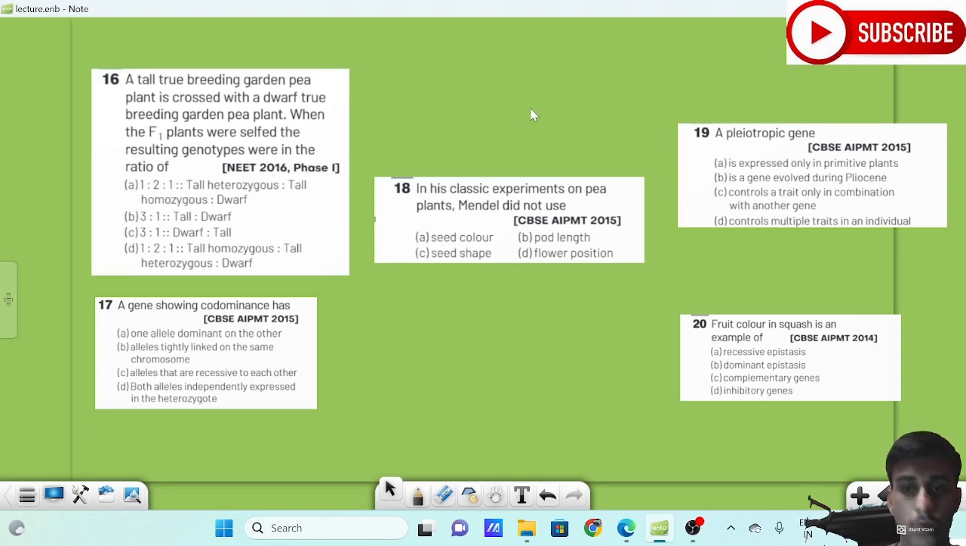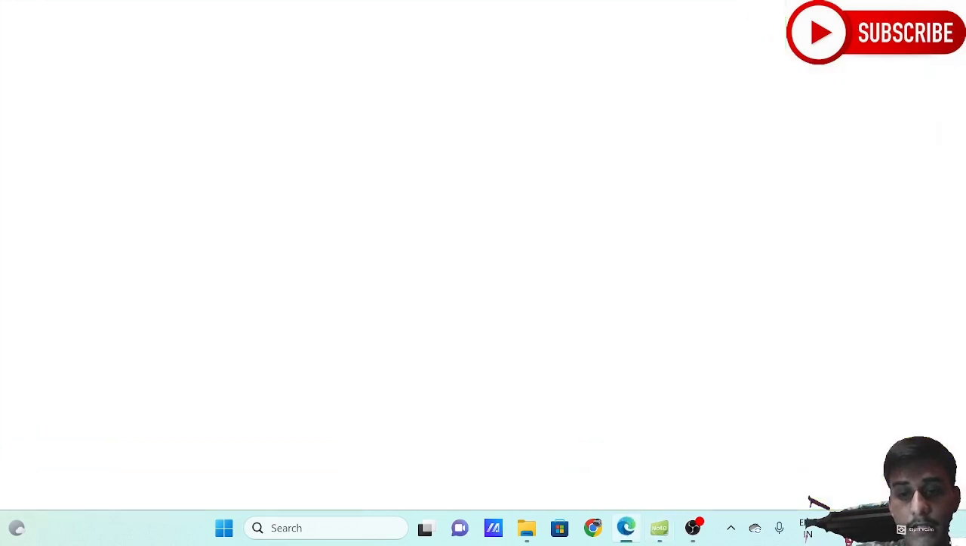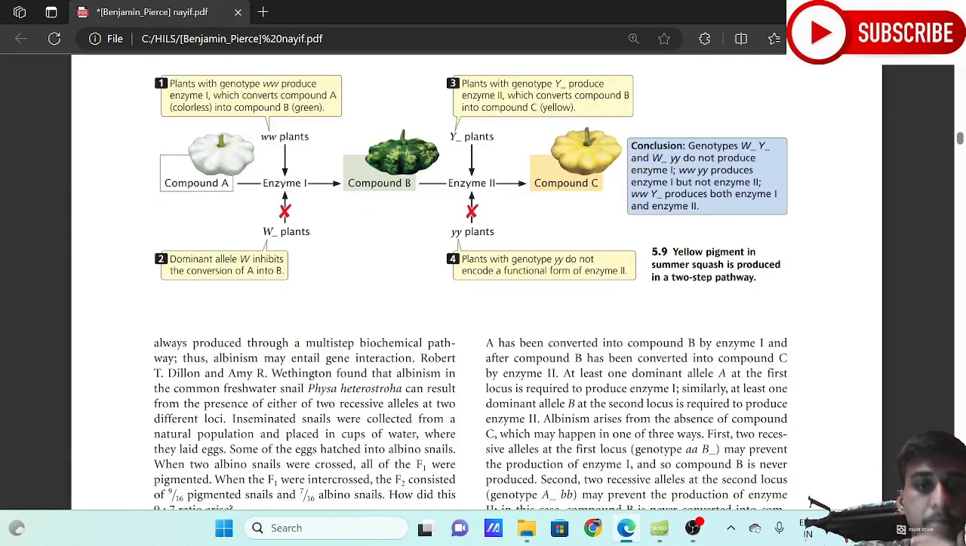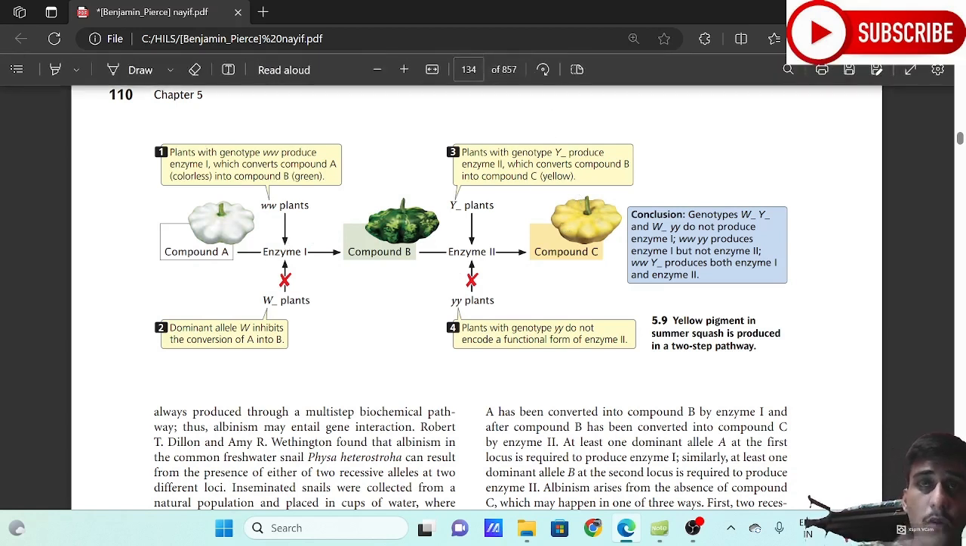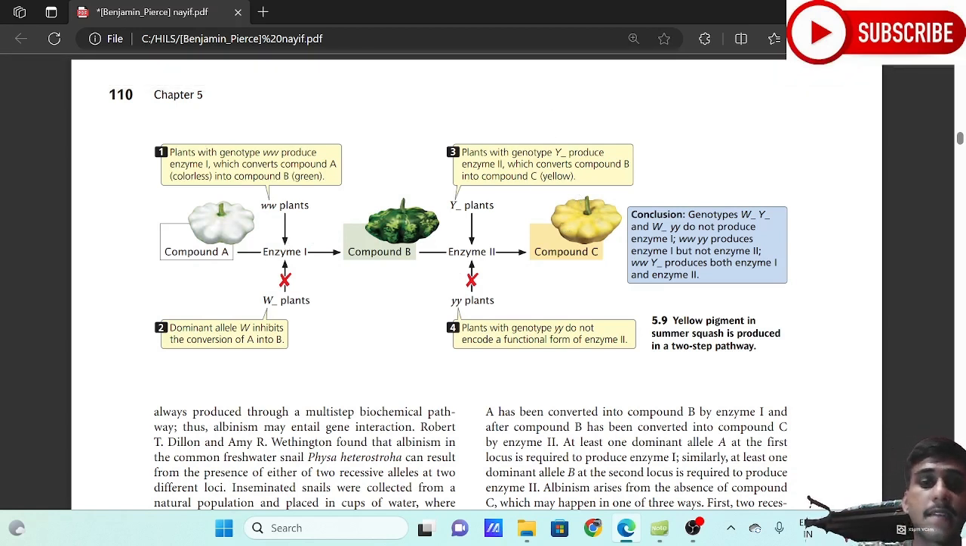Okay. So fruit color in squash is an example of dominant epistasis. I will show you an example which is given in an international textbook. Look, this is a squash. Actually, 3 colors are possible: white color squash, seen in nature, green color and yellow color. What happens in a dominant epistasis? In dominant epistasis, a dominant form of a gene suppresses the recessive form.